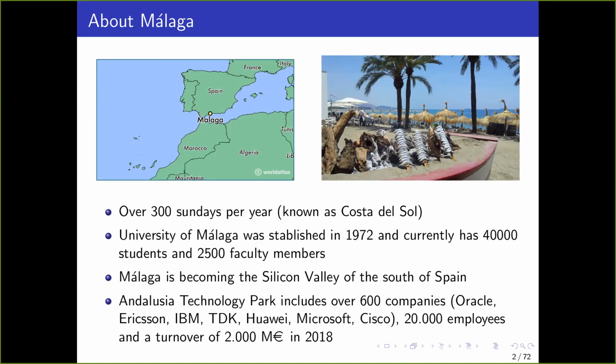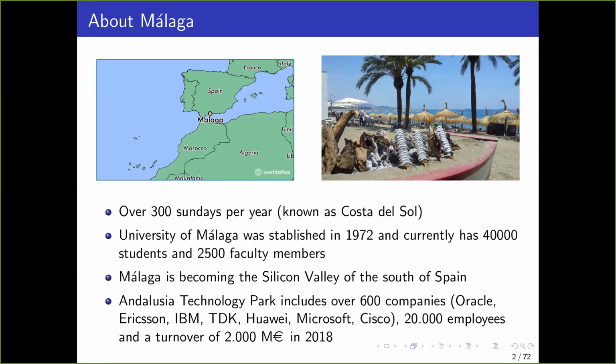Málaga is a city in the south of Spain, and it's a very nice place. We have over 300 sunny days per year, so this area is known as Costa del Sol. The picture on the right is just the beach with some typical food here in Málaga, where you put some fish on a stick and then grill them by the beach. We are not doing any of that, by the way, but if you are ever around in Málaga, you should try those.